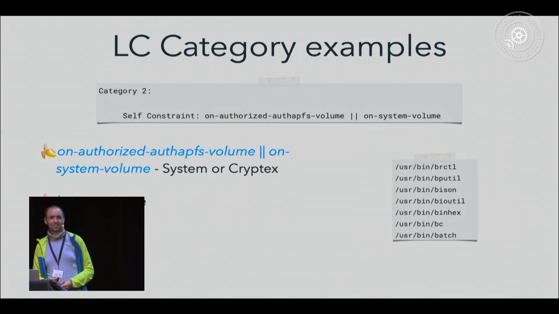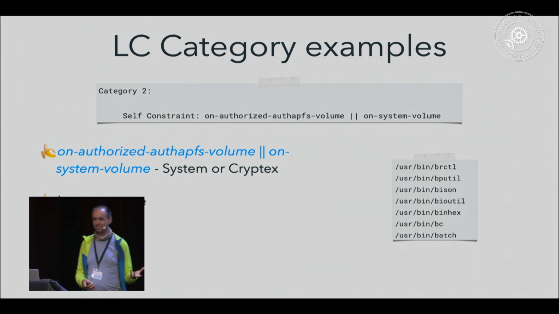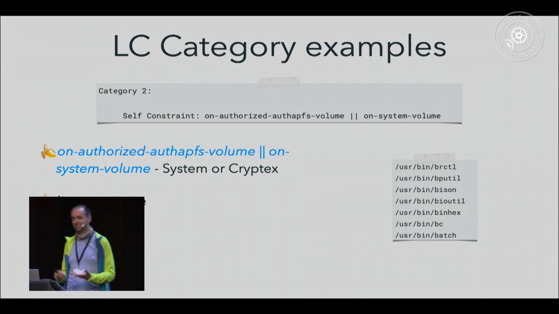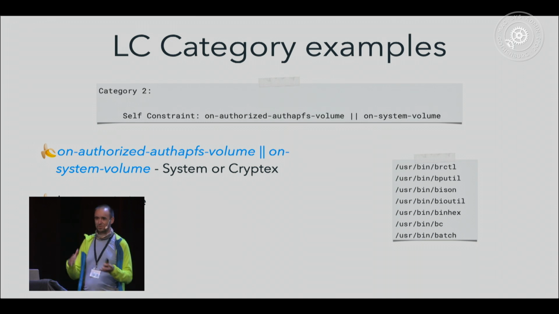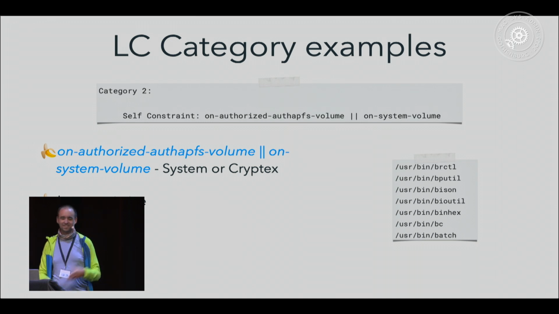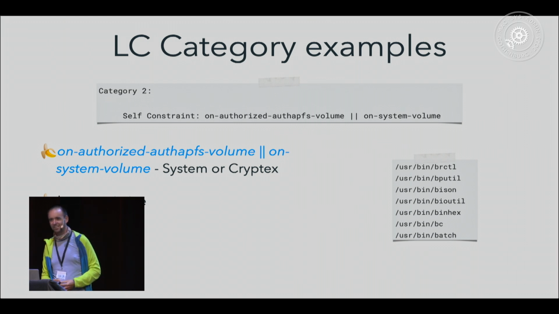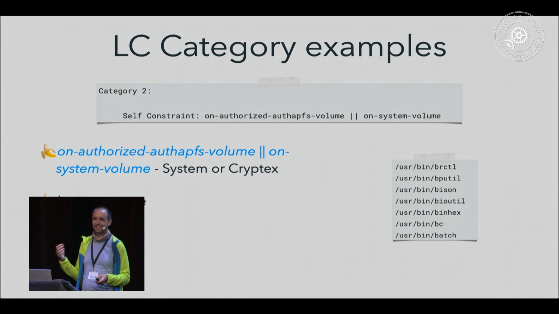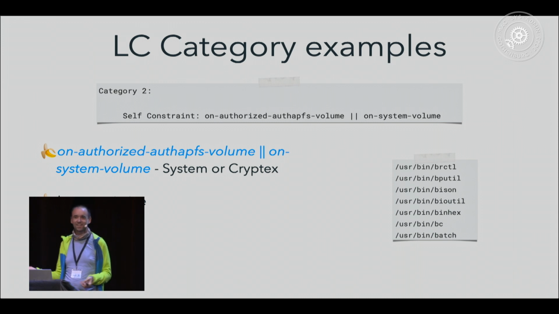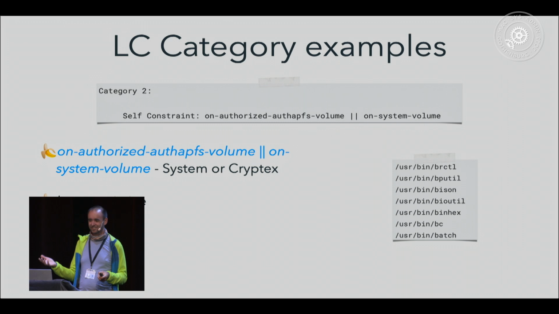If we look at another category, like 2, it's much less restrictive. It only says that the binary must reside on a protected volume, basically. So it's either the system or the cryptexes, which is basically where you find all your command line tools. So it means that if you copy, let's say, the ls binary out of its place to the temp, it will not run. Simple as this.